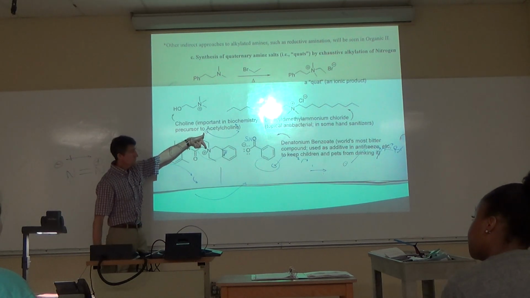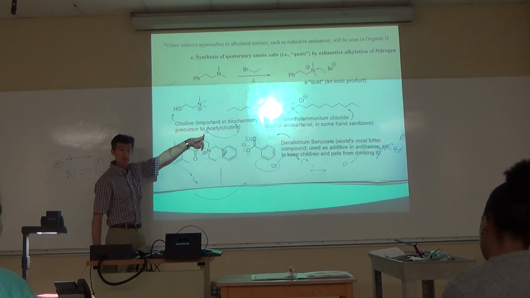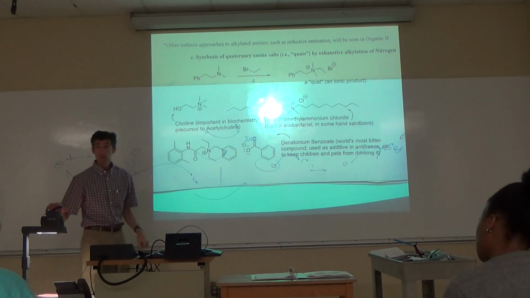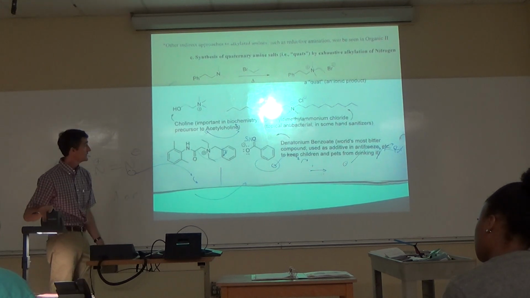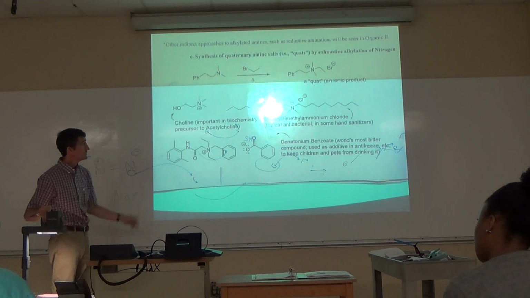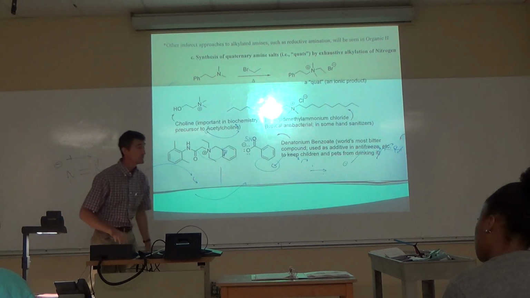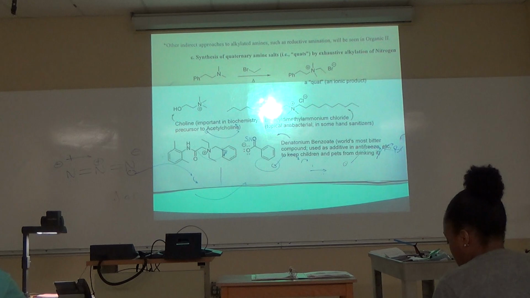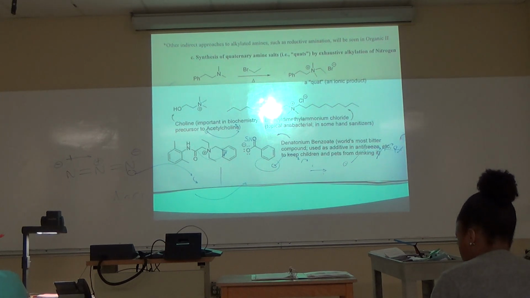But the cation is what type of compound? A quat. And that's known to be the world's most bitter compound, at least when I put together this handout. I don't know if anything's passed it. How is it used? It's added to things like antifreeze to keep pets from drinking it. Pets like to drink antifreeze and then it's not good for them. Okay? But if you put this in it, they stop drinking it.